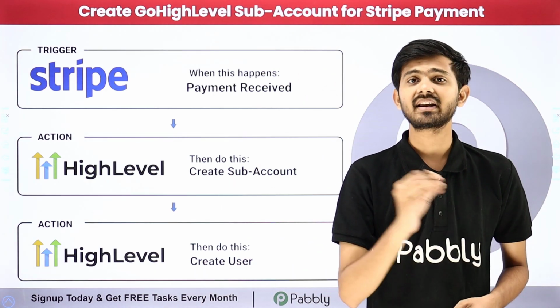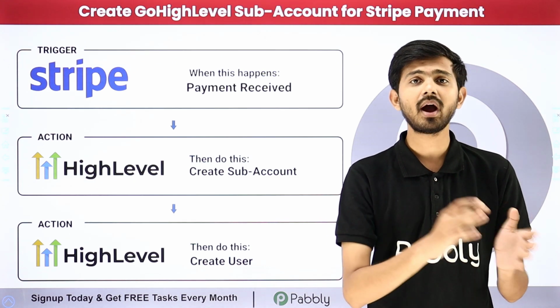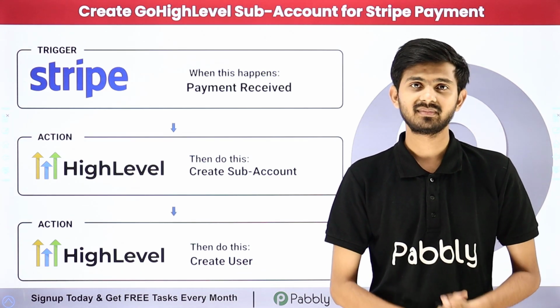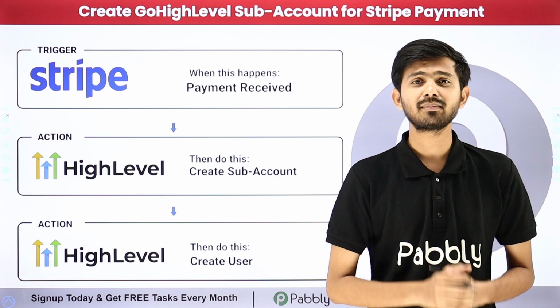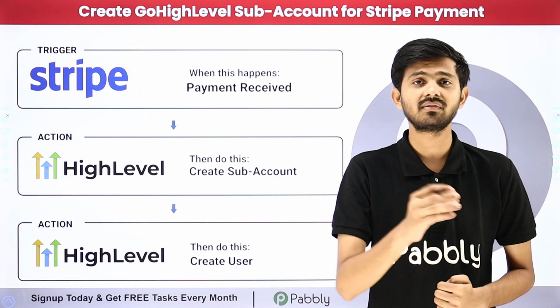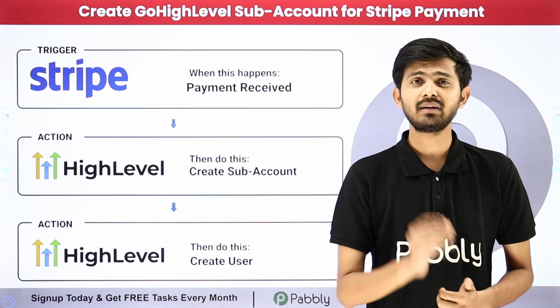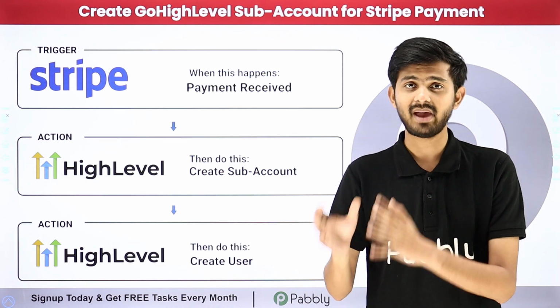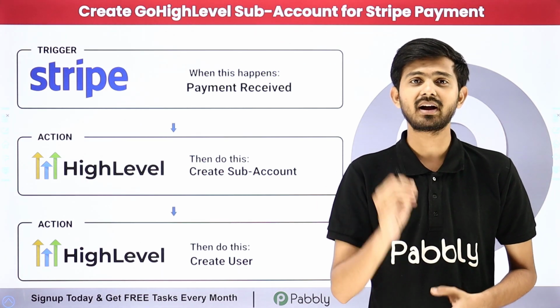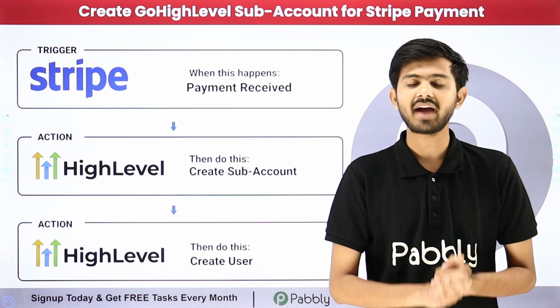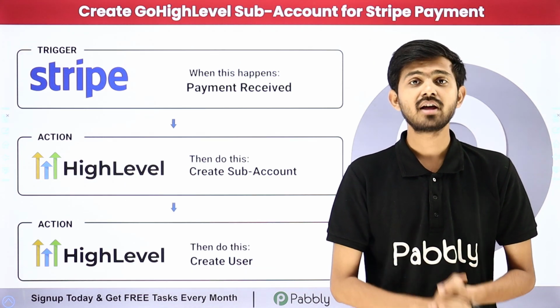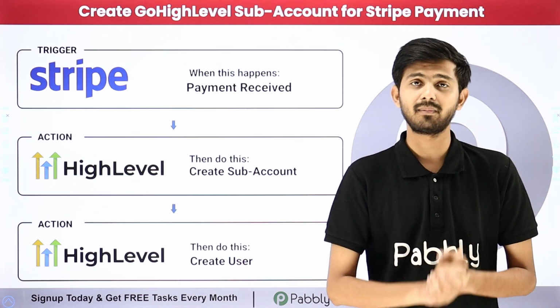So here I'm running a marketing agency and I'm selling some GoHighLevel sub-accounts through Stripe. My objective is that as I receive a new payment for my GoHighLevel sub-accounts, then automatically, by capturing all the details of my Stripe payment, I want to first create a new sub-account in GoHighLevel and I want to give access to my client for that sub-account. So I need to create a new user in that sub-account.